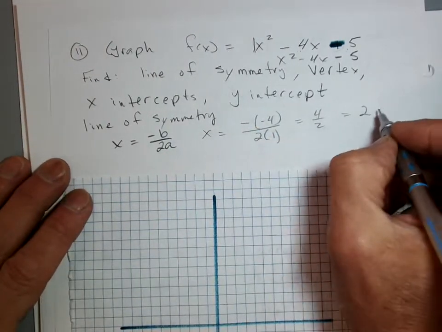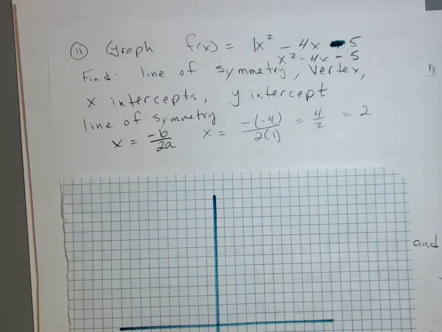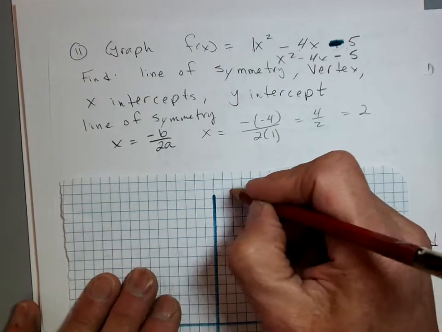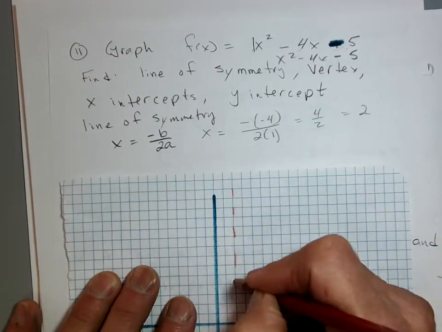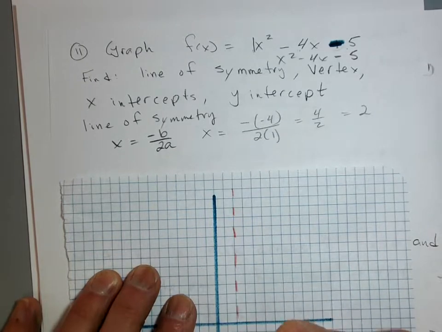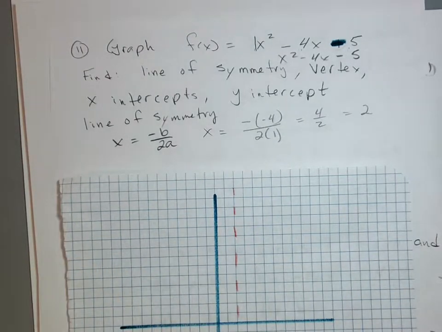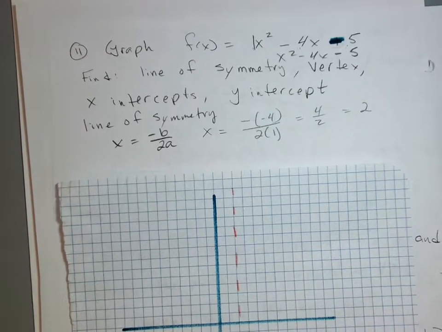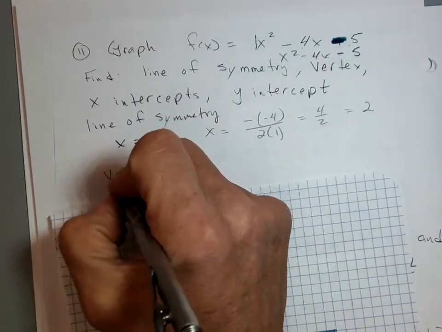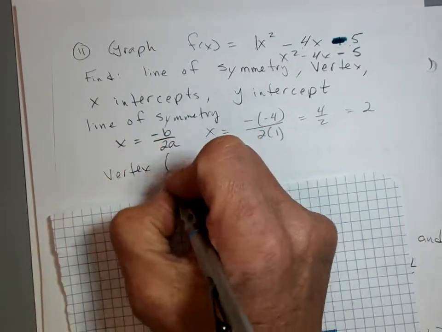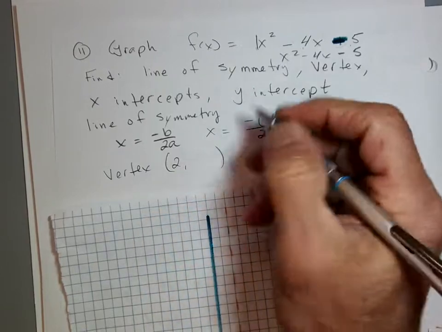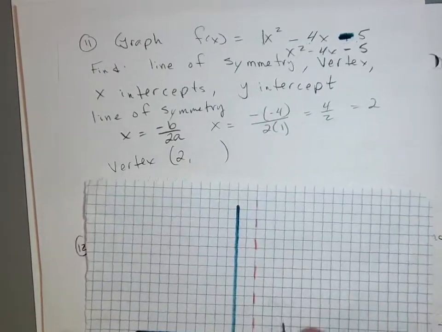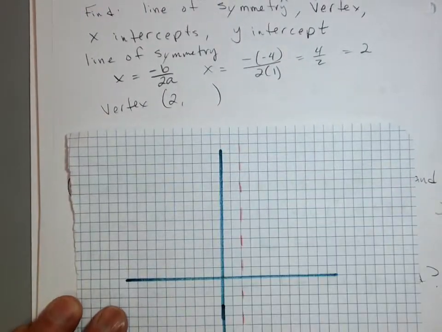So x equals 2 is a vertical line at 2. So I just put in my dashed vertical line. And what the line of symmetry does is it actually goes right down the middle of my parabola, right? So now I need to find the vertex. Okay, I can do that. The vertex is going to be 2, something. The vertex has to lie along the line of symmetry. Has to, okay? 2, something.